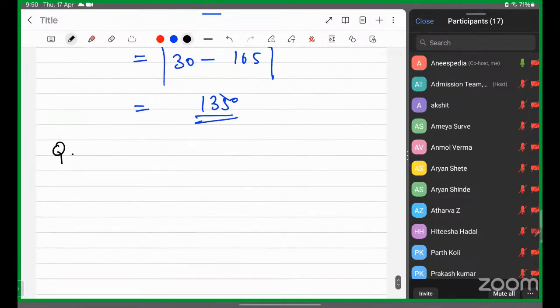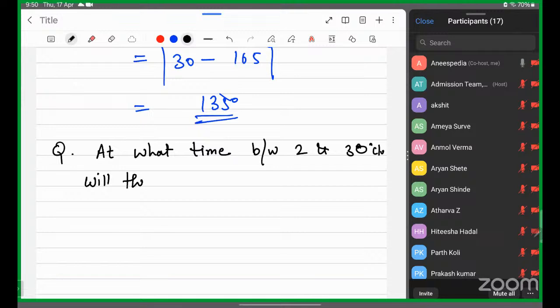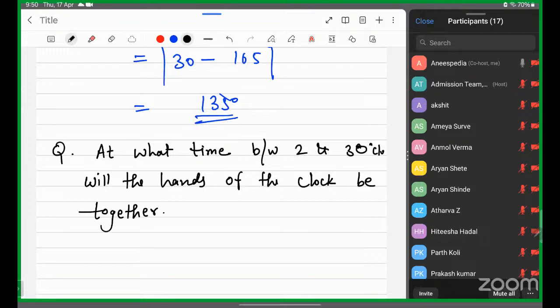Next question is, at what time between 2 and 3 o'clock will the hands of the clock be together?